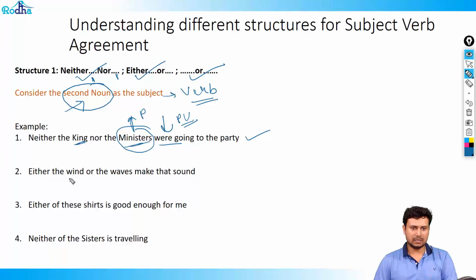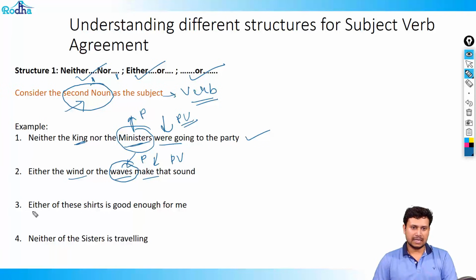Second one, let's look at the second one. Either the wind, which is my first noun, or the waves make or makes that sound. Now, if you look at this second one, it is again plural. So this will need a plural verb, make. Remember, a plural verb is a verb without an S. If you add S, it turns into singular. So makes would have been singular in this case.